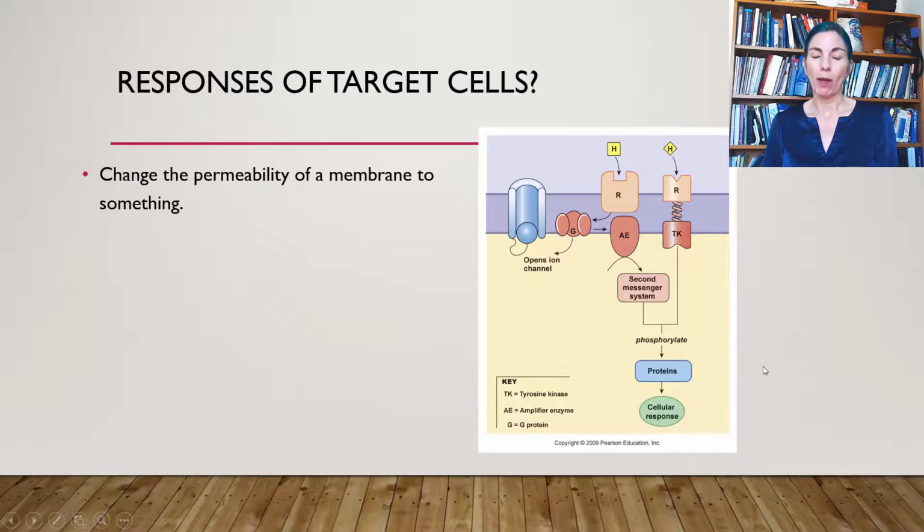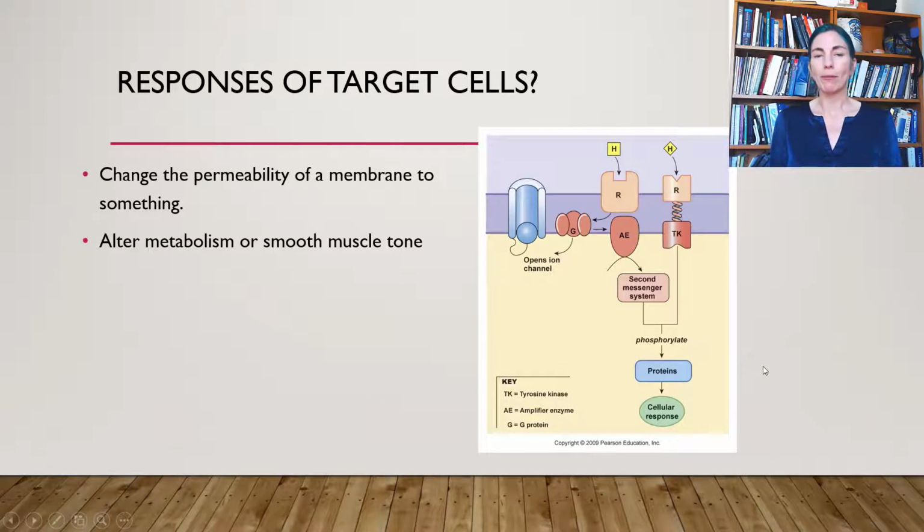Another potential response of target cells is to alter something that's already inside the cell. And that could be some sort of metabolic pathway, or if it's a smooth muscle cell or cardiac muscle cell, it could be to alter that muscle tone somehow. So I have this here as alter metabolism or smooth muscle tone. We're basically taking something that's already in the cell and changing how it's working.